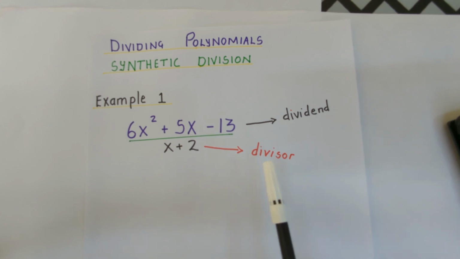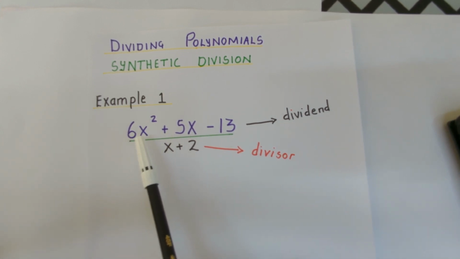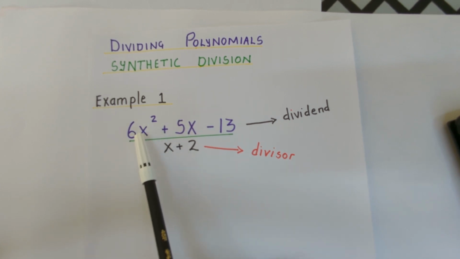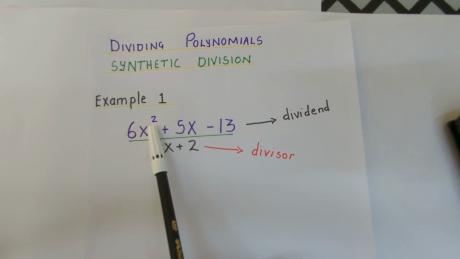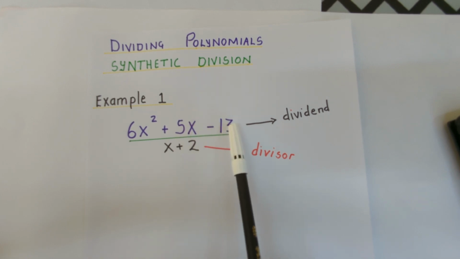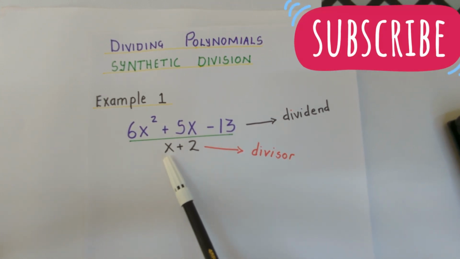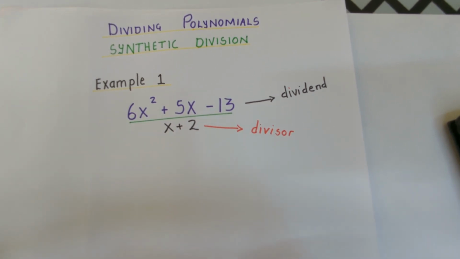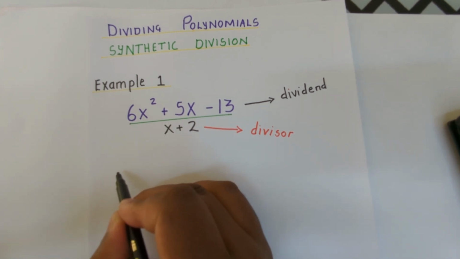So the first thing is to always make sure that your dividend is written in general form, in standard form, whereby the highest exponent is written first. So here our highest exponent, which is our degree, is 2, followed by the exponent of x, which is 1, and lastly followed by 0. And also the next step is to check if the coefficient of x in our divisor is 1. In this case it is 1, because it's x plus 2. And the third step would be to take the denominator, which is our divisor.